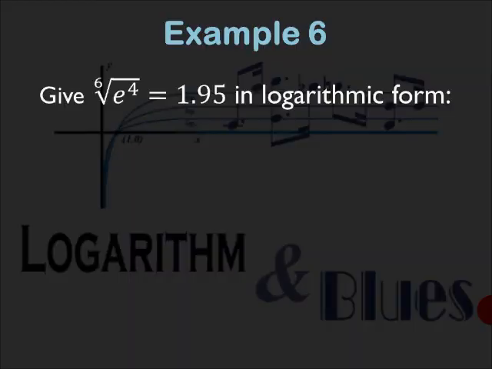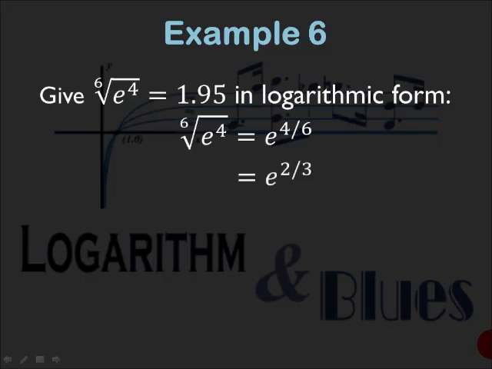Number 6, give the 6th root of e to the 4th equals 1.95 in logarithmic form. So you're probably going to have a natural log in there somewhere. So let's walk through this step by step. The first thing you're going to want to do is convert this expression to some exponent with a fraction. So the 6th root of e to the 4th is e to the 4/6, which you can reduce to e to the 2/3. So e to the 2/3 equals 1.95.